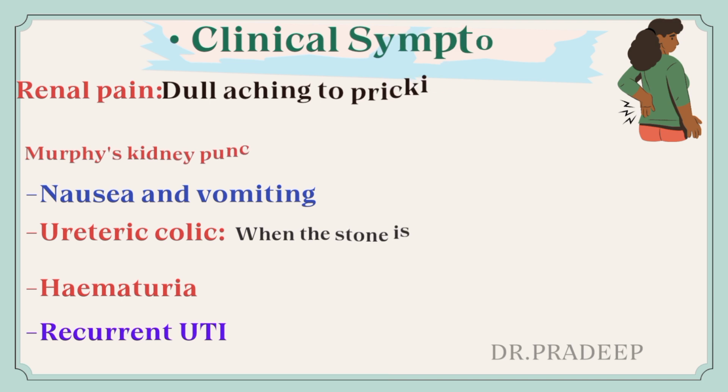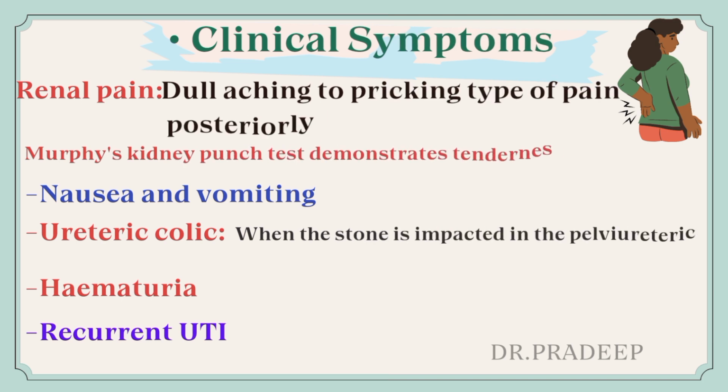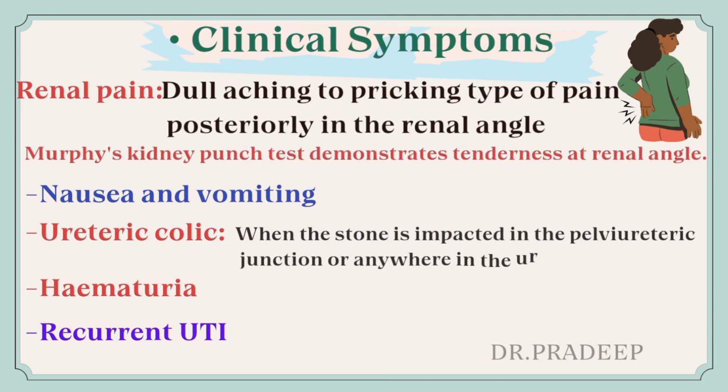Clinical features. Renal pain, dull aching to pricking type of pain posteriorly in the renal angle formed by the sacrospinalis and 12th rib. Murphy's kidney punch test demonstrates tenderness at renal angle. The same pain may sometimes be felt anteriorly in the costal margin. Hence, it is described as costovertebral pain. Nausea and vomiting is due to intense sympathetic stimulation caused by stretching of renal capsule mediated by celiac plexus.